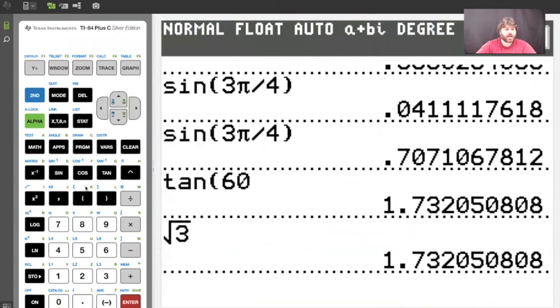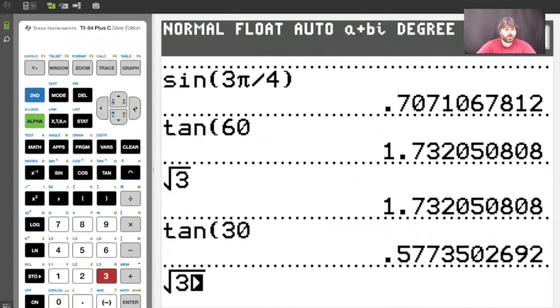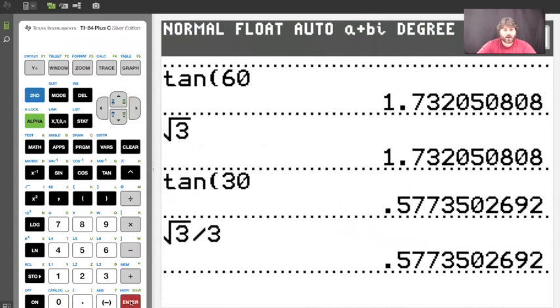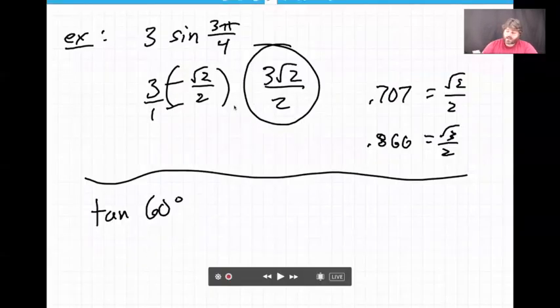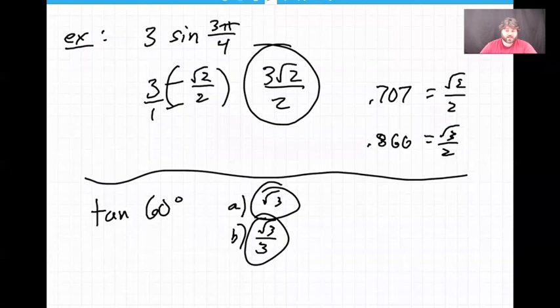So if I had done tangent of 30, you would have seen I got a number less than 1. And that's the one that's root 3 over 3. So root 3 divided by 3 gives you that. Okay? So again, we're using my calculator to reason through this. Now, what I meant to show you is that all these answer choices are on here. So really all I've got to do is convert these to decimals to figure out which one works. All right? Cool. All right, moving on.